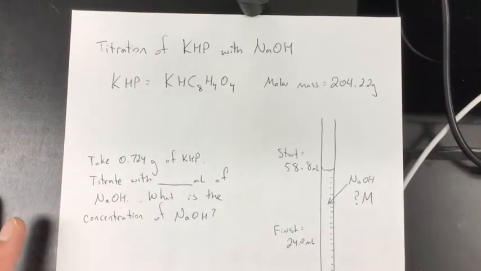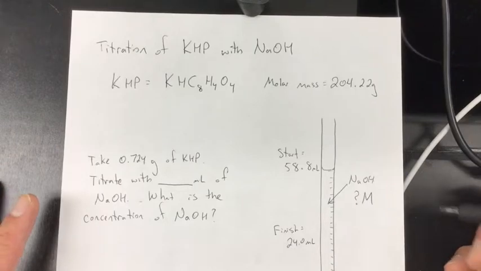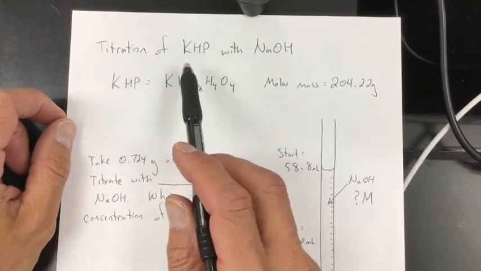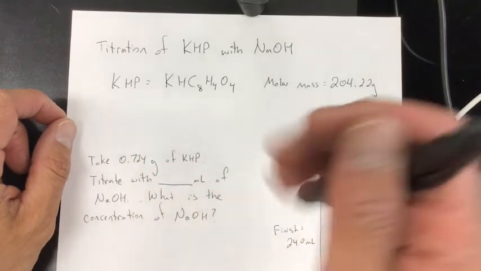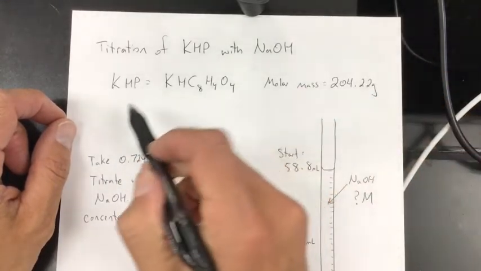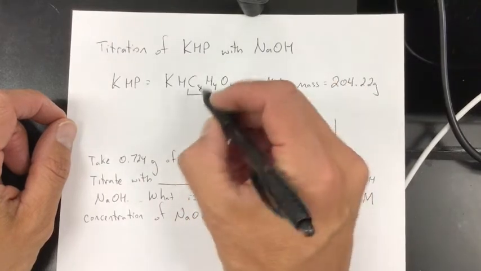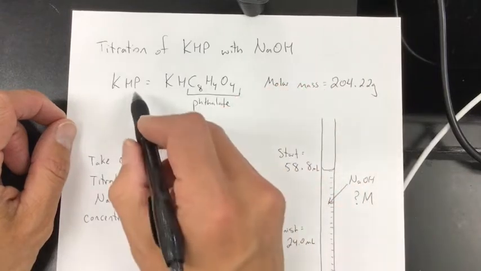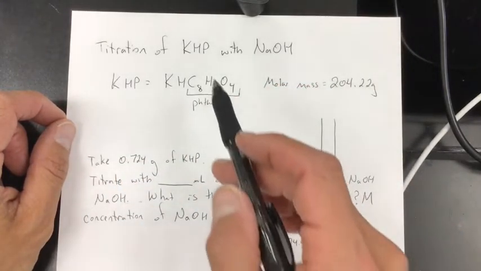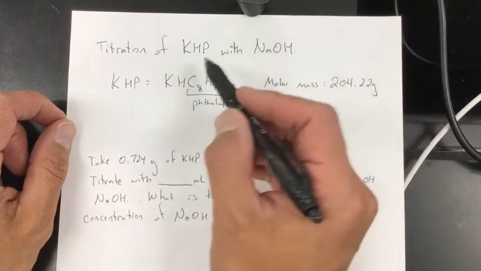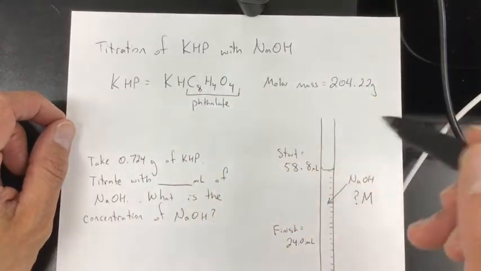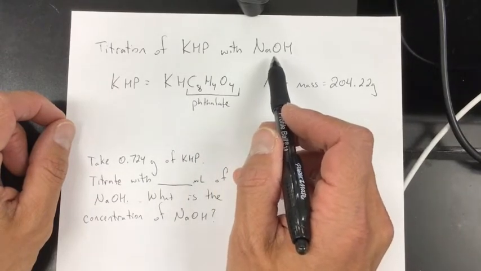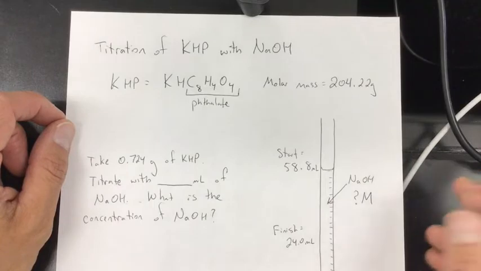So this is very similar to what we're doing in our lab. We have a titration of KHP. KHP is potassium hydrogen phthalate. This is not phosphorus. So this group here is phthalate, which is the P, okay? And we like to use this because it's a solid acid. We can weigh it, and then we're going to titrate it with a solution of sodium hydroxide, our strong base.